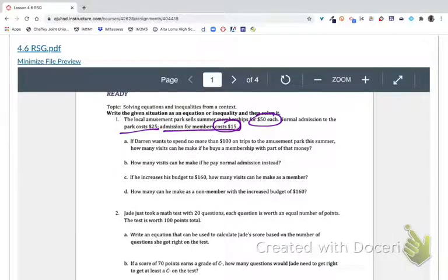So what we need to figure out is that he wants to spend no more than $100. Well, that's less than or equal to. And the big part here is that he's going to buy the membership. The membership is $50, and then once you have the membership, it's only $15 per visit. So I'm going to say that V stands for visits.